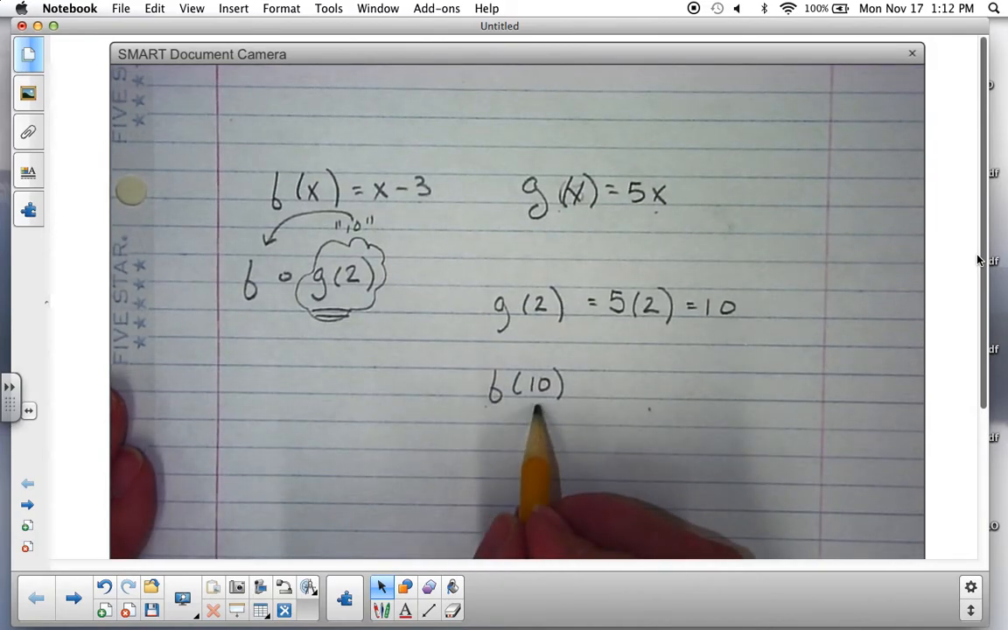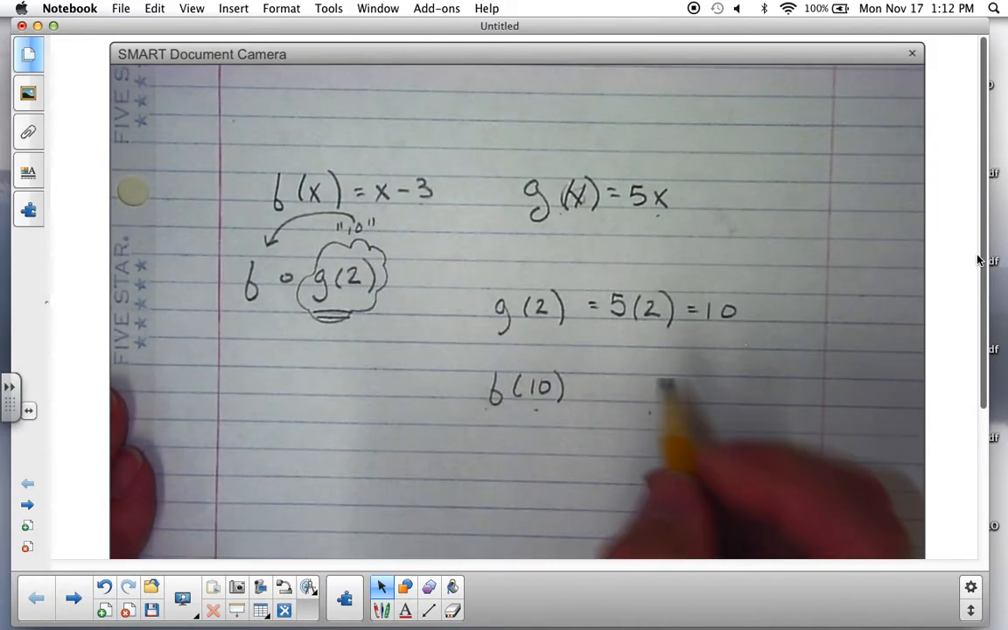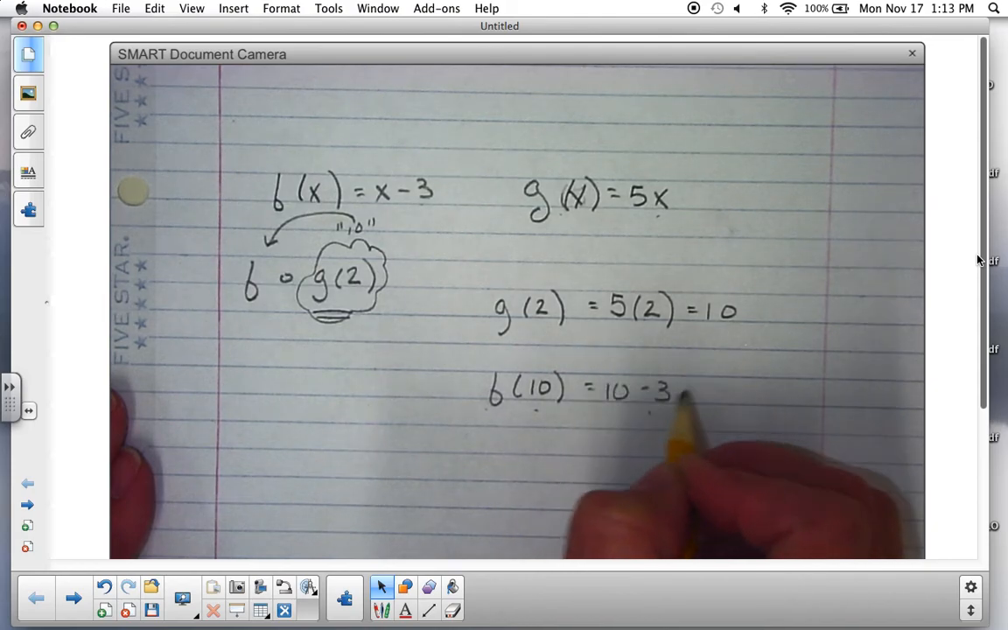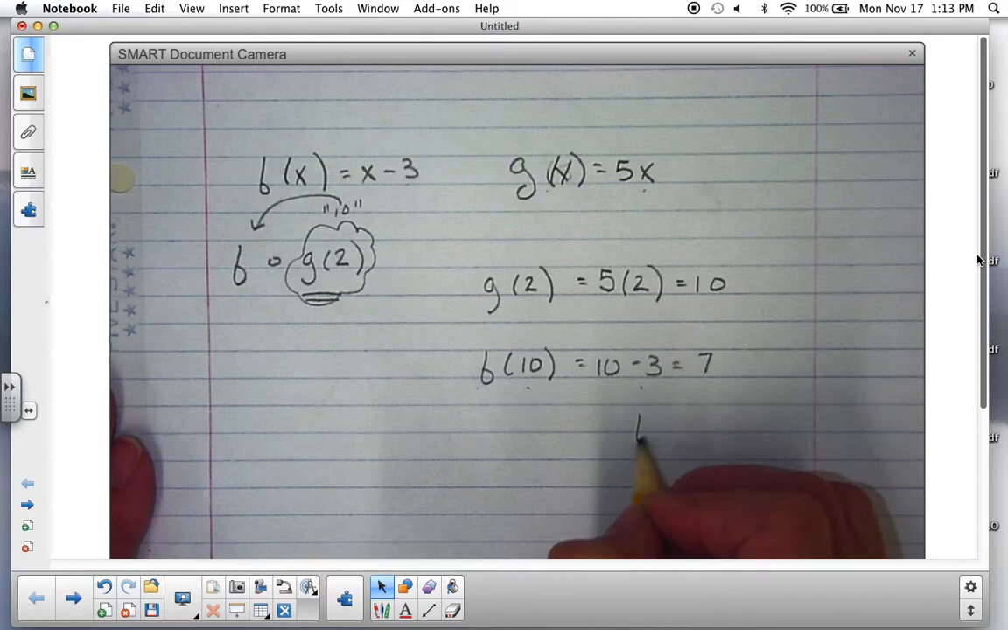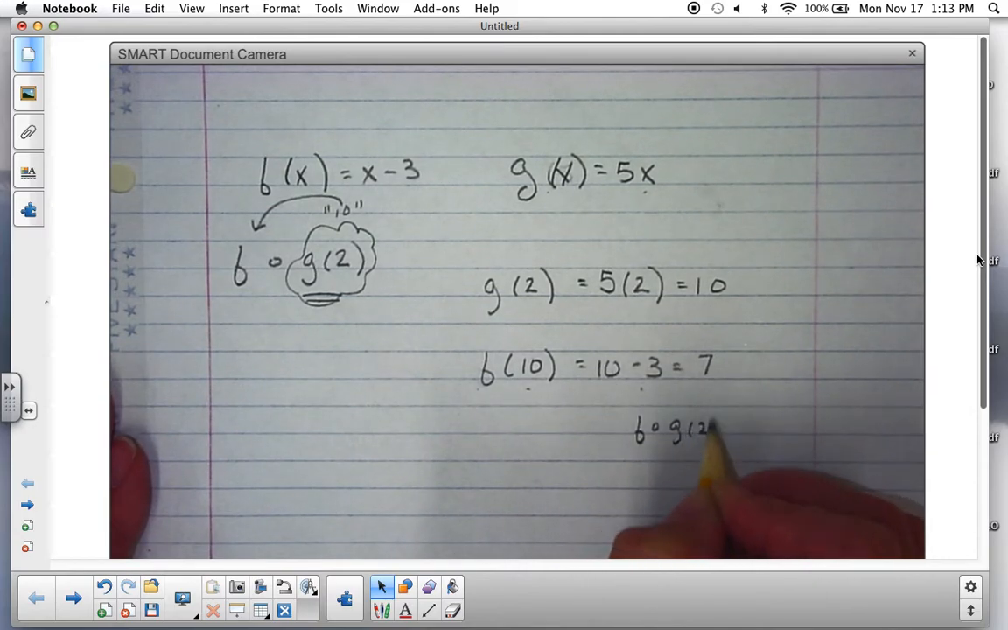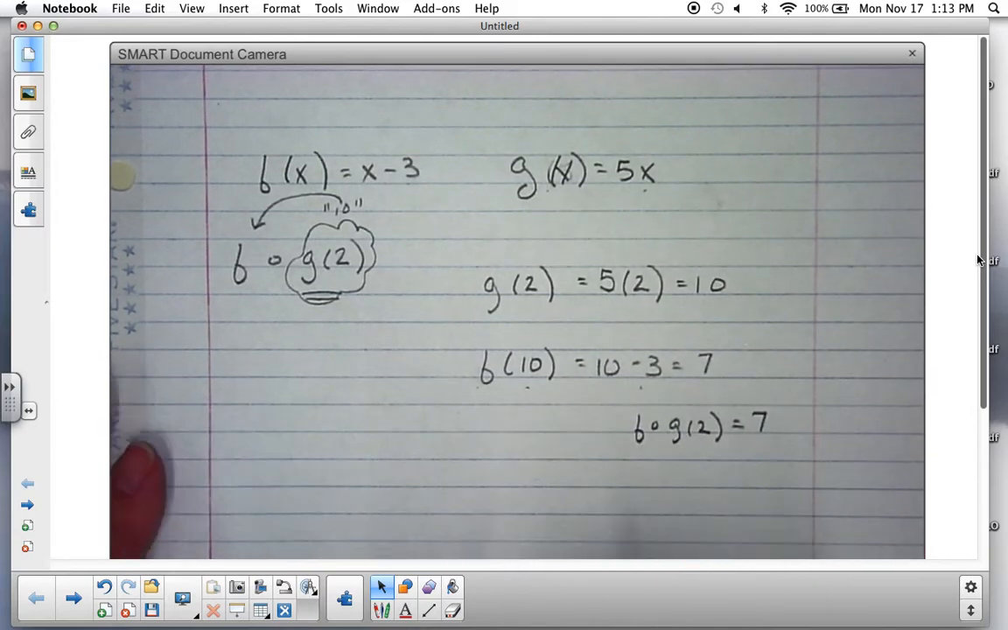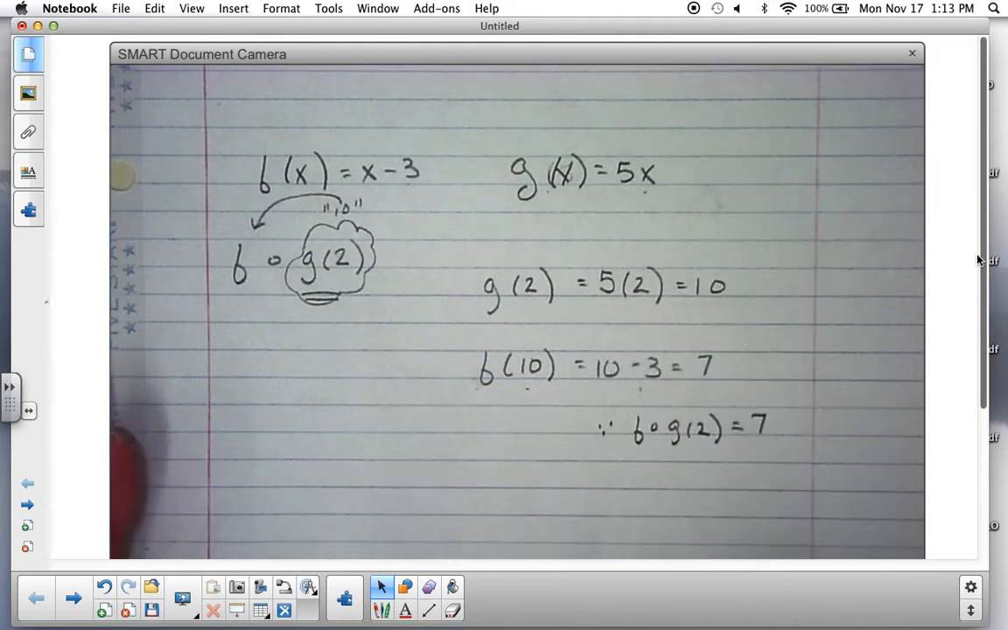So f of 10, we're just going to go up to function f and put a 10 in where the x was. My final answer here is 7. So f composed with g of 2 equals 7. This is like your final answer.